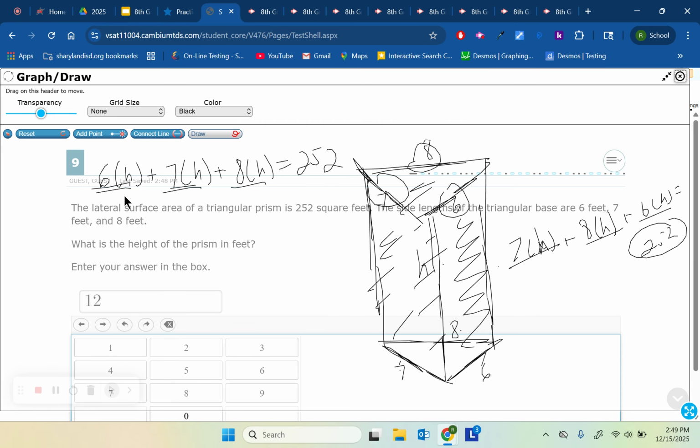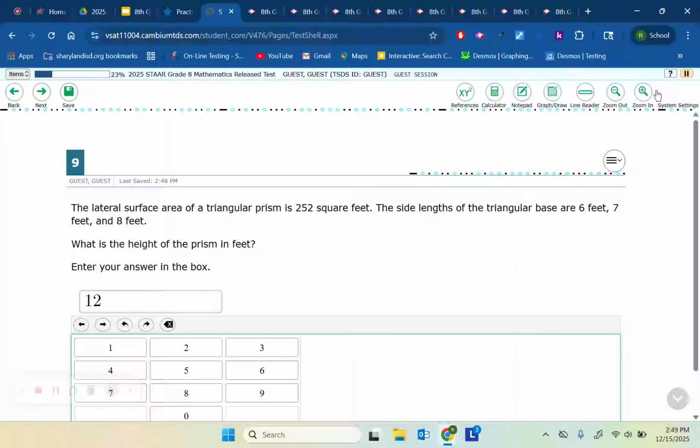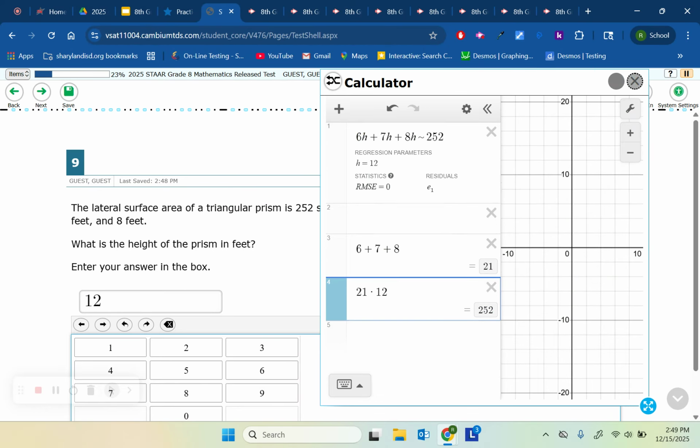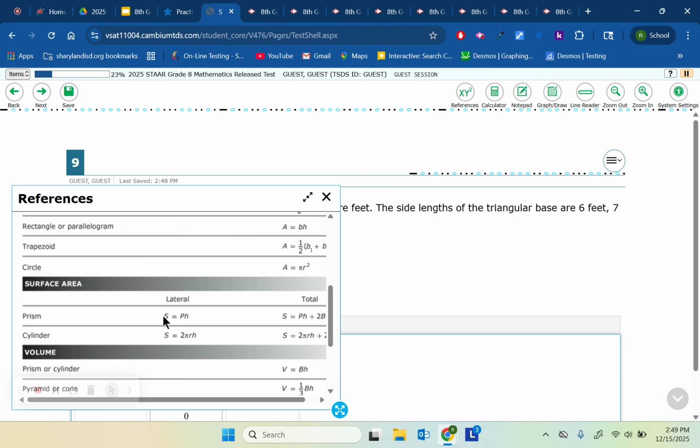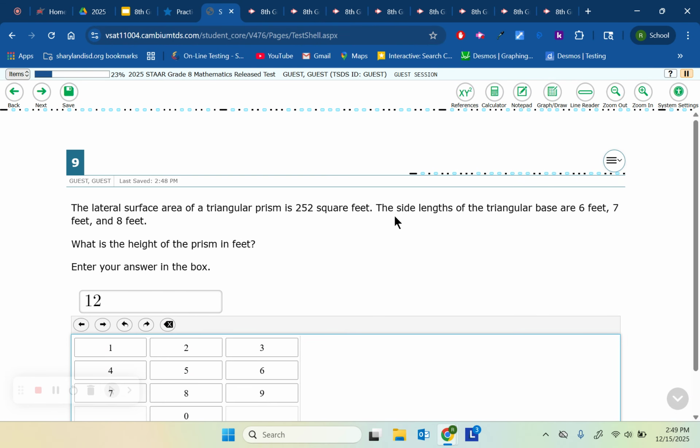I also set up an equation. If I look at this, I can do what's called factoring out the H. What's 6 plus 7 plus 8? Let's find out. 21. That's 21H. That 21 is the perimeter, 6 plus 7 plus 8. That perimeter times the height gives me the surface area. And that's the formula. The perimeter times the height is the surface area. And ta-da, it works. So the answer is 12.